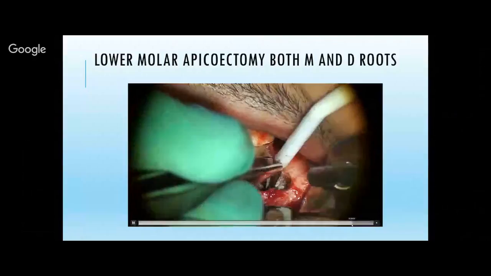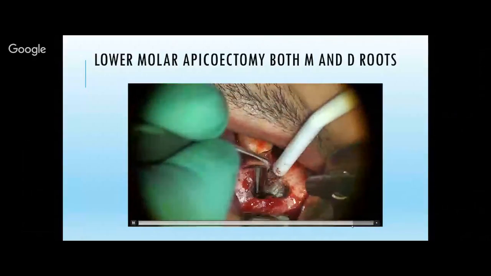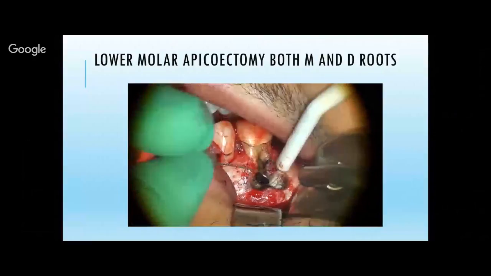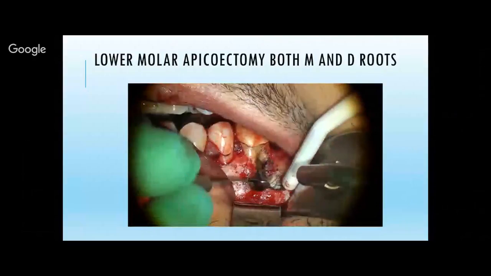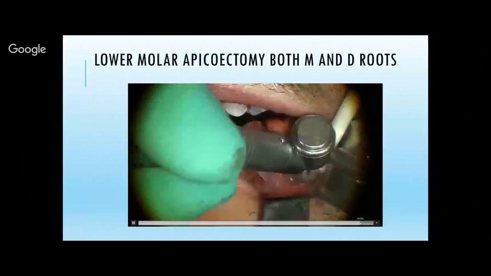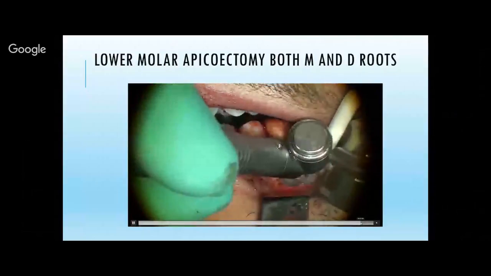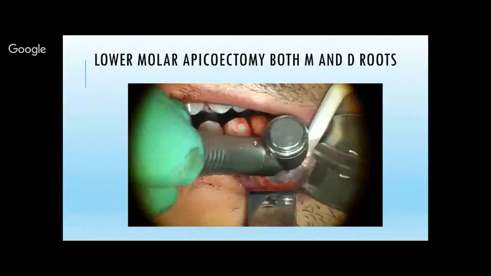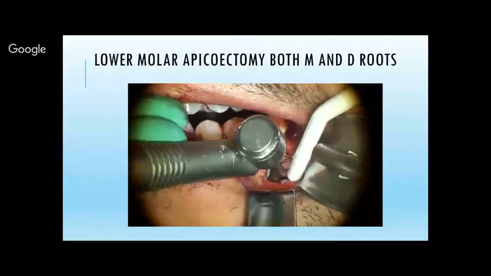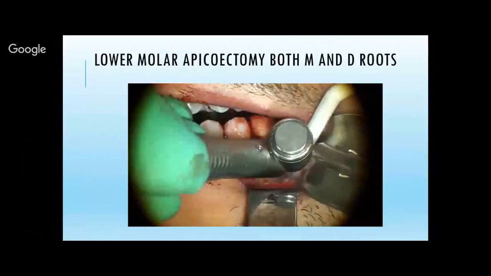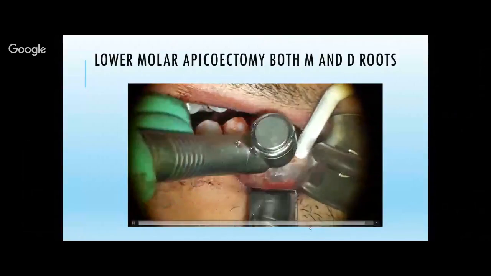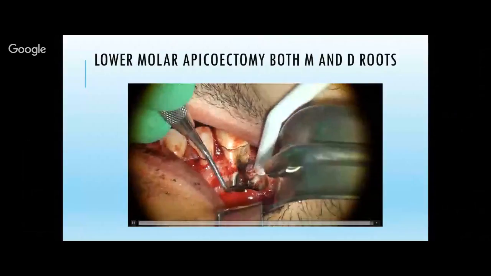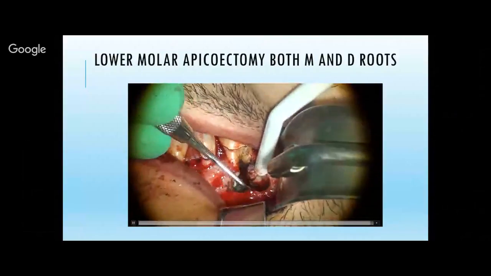I'm removing the new gauze, making sure there's nothing else in there. Checking, make sure everything is clean in the crypt. Finishing and removing excess of the retro prep and the retrofill. And you can see now both canals in the distal filled, both canals in the isthmus and the mesial filled.